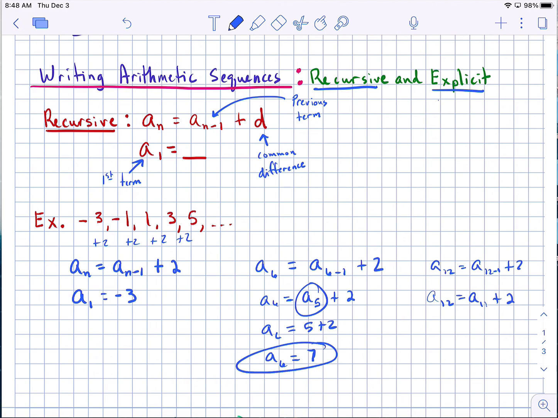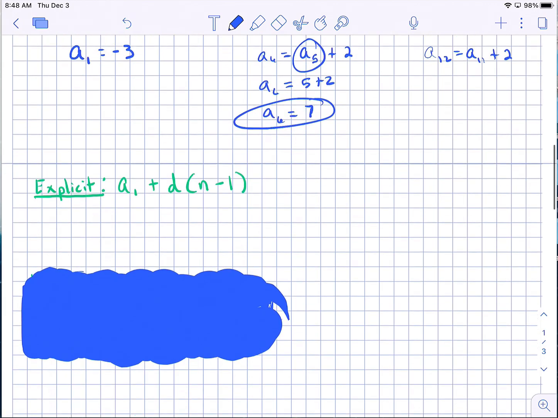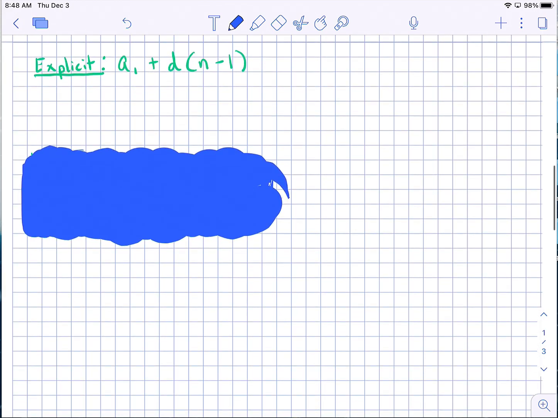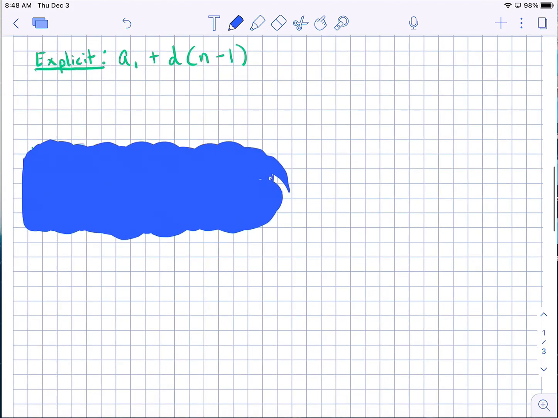But it's in there, and I wanted to show it to you, and it's something in algebra that we are asked to do. The explicit formula is much more useful and makes a lot more sense, so I'm going to focus more on that one. The explicit rule, the explicit formula, looks like this.